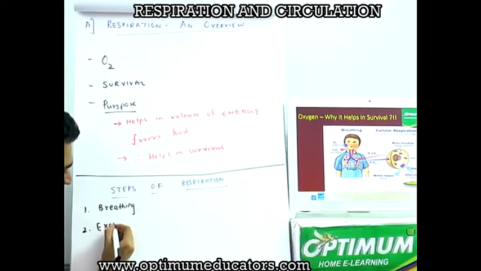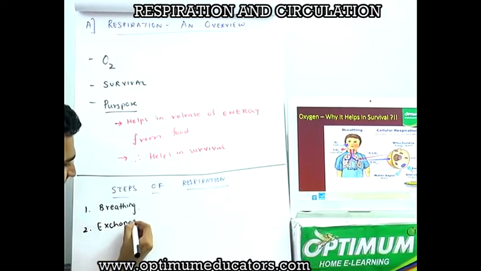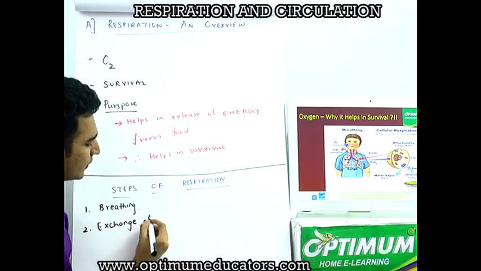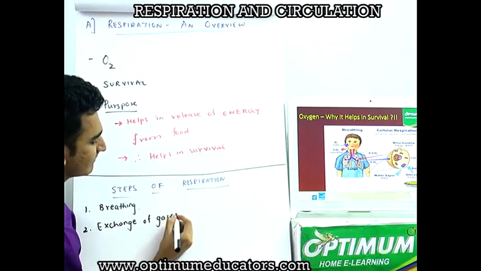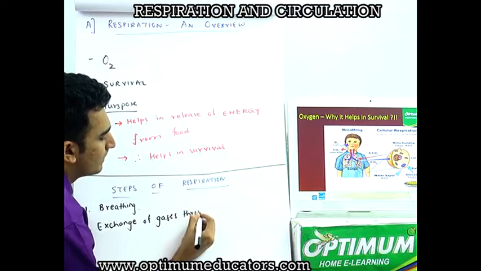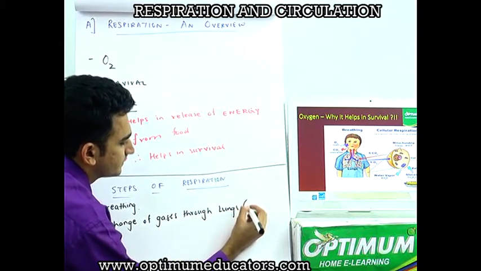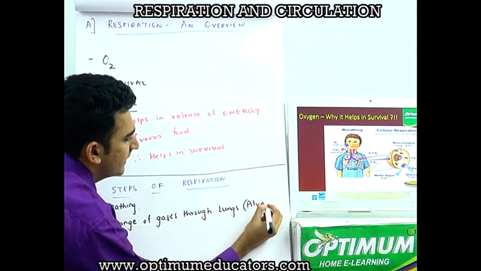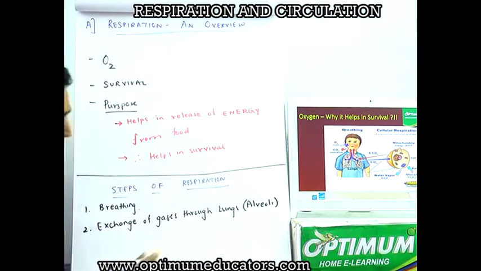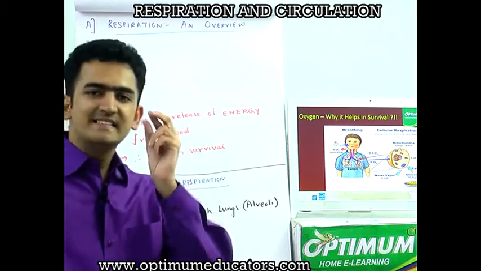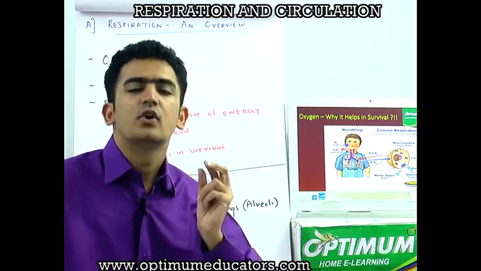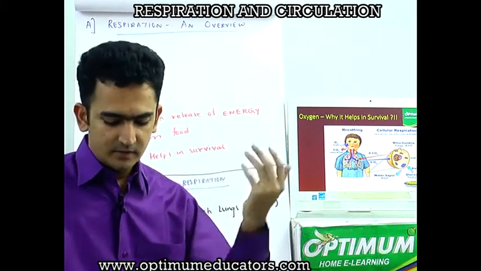So step number 2 is called as exchange of gases through lungs. The difficult word is alveoli. Alveoli are the basic functional units of lungs. Of course, we will study alveoli further ahead in the chapter.